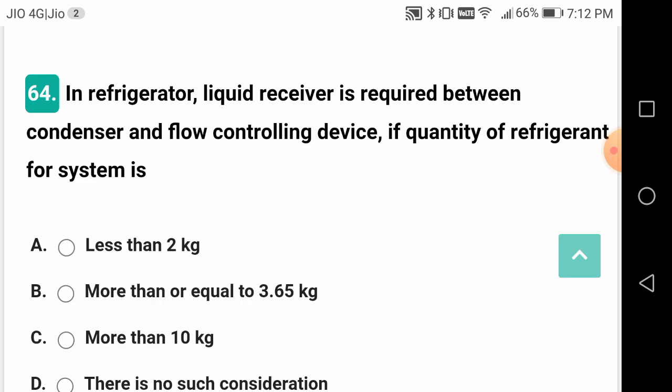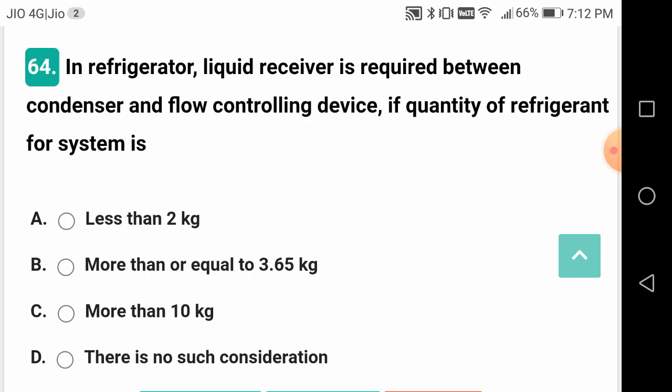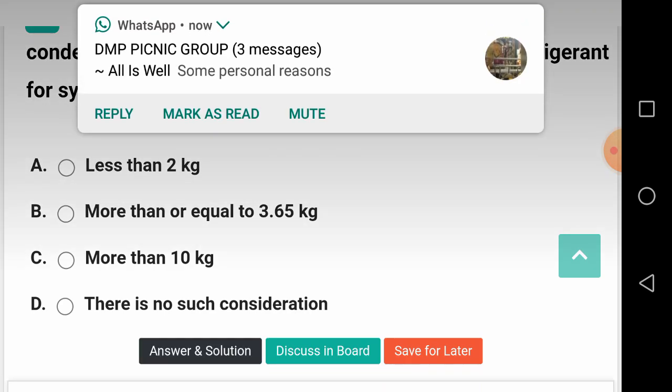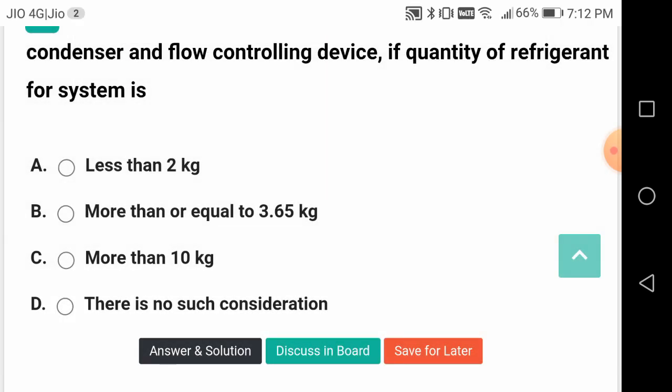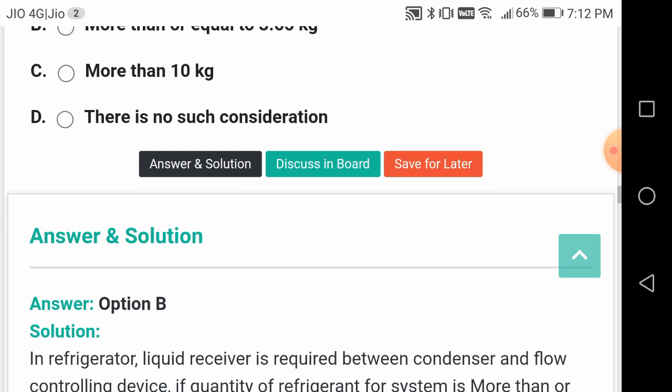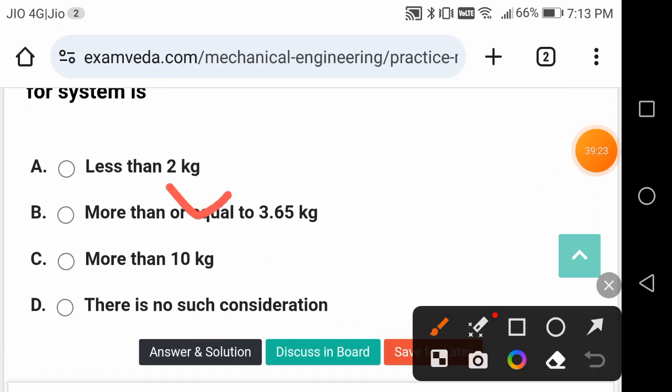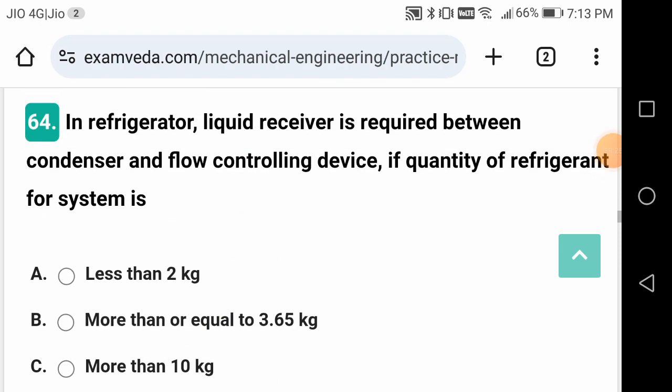In a refrigerator, a liquid receiver is required between the condenser and flow controlling device if the quantity of refrigerant for the system is, what is that? B, more than or equal to 3.65 kg. This is a good question, friends. Remember this.